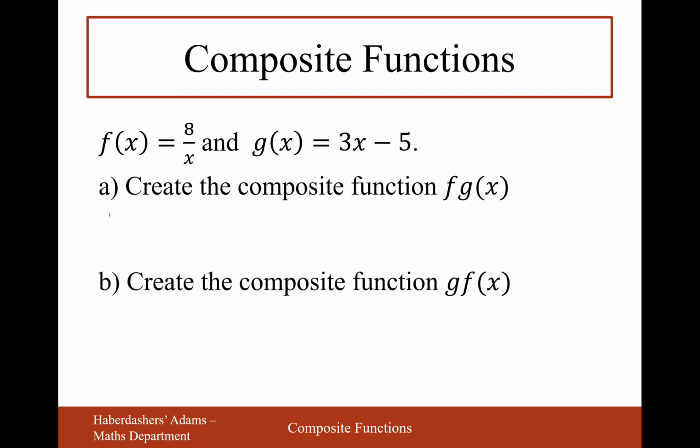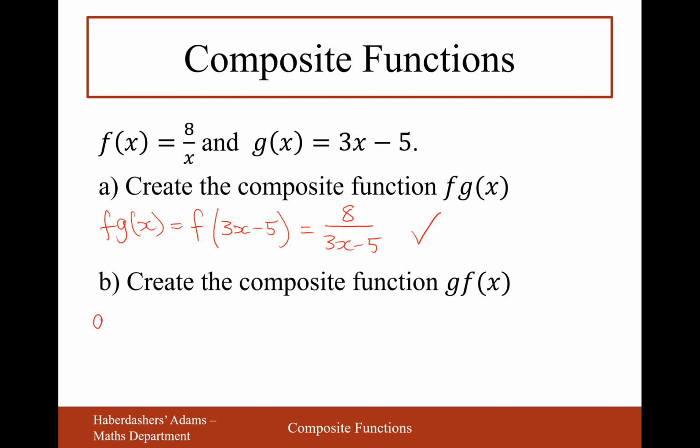Okay, so for fg of x, I'll write out fg of x, and I'll leave the f alone at the front, and then for the g function, it will be 3x minus 5. Then I'll put this algebra into the f function, so it's going to be 8 divided by 3x minus 5, because that's where x is in the f function. So that's the answer to this question.